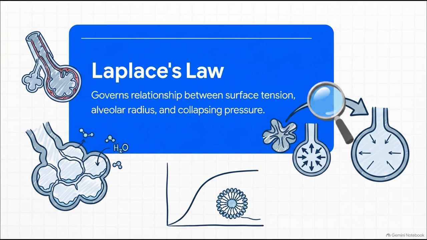But there is a pretty massive biophysical problem hidden deep in the lungs, and it's defined by Laplace's law. Because there's a thin layer of water lining the alveoli, it creates surface tension. And Laplace's law tells us that a smaller alveolus actually has a higher collapsing pressure than a larger one.